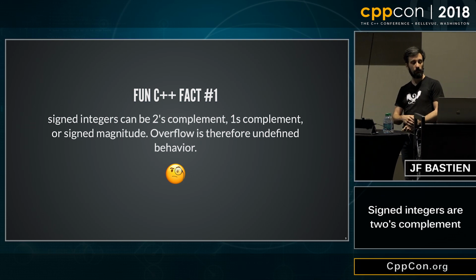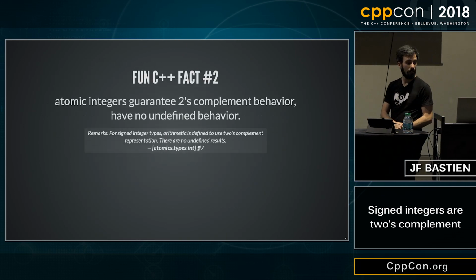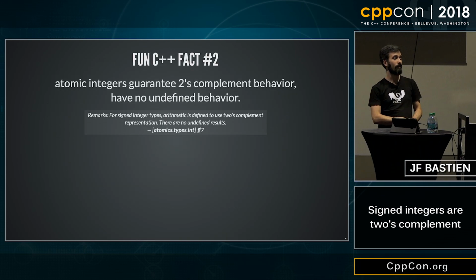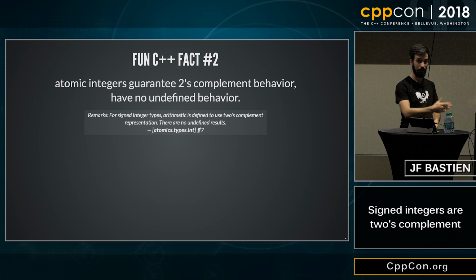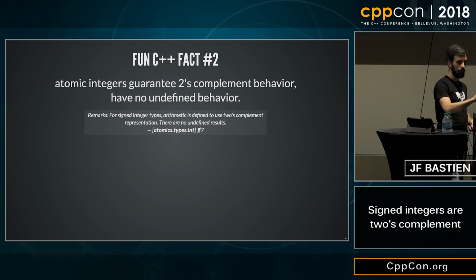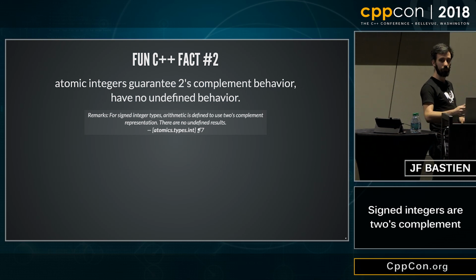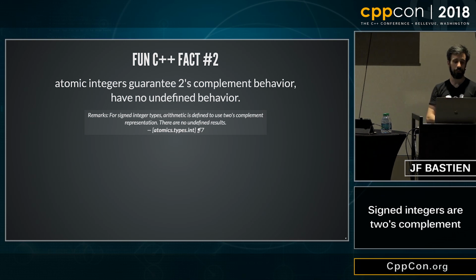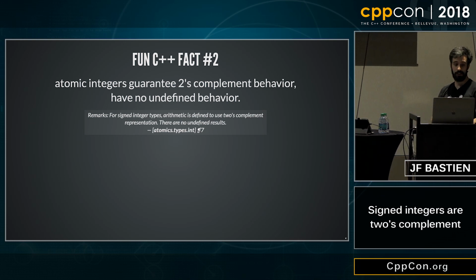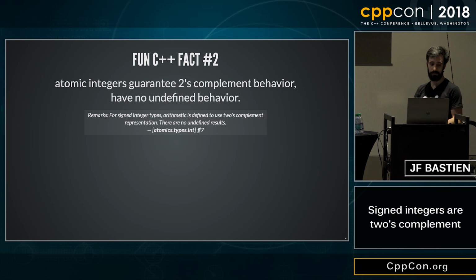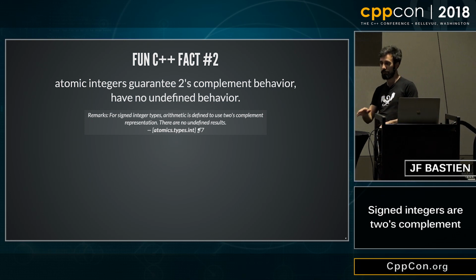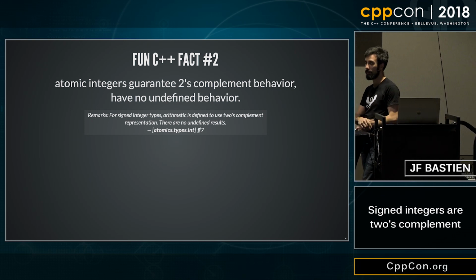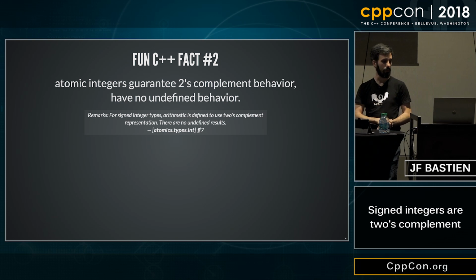And fun fact number two from Twitter again was that atomic integers guarantee 2's complement behavior, right? Since C++11. And therefore, they don't have any undefined behavior when you overflow. This is a quote from the standard here: Remark, for signed integer types, arithmetic is defined to use 2's complement representation. Right? So the SG1 crowd, the concurrency parallelism crowd, was very, very specific about this.